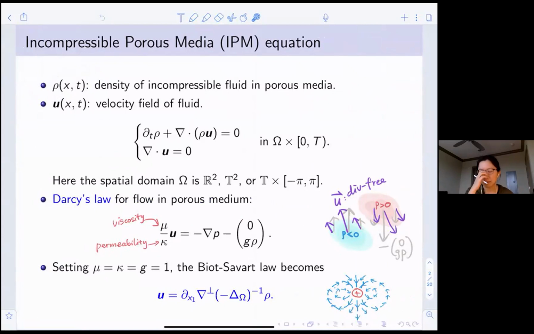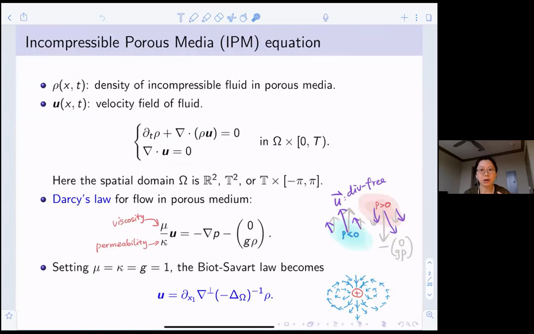This equation describes the evolution of the density. It is not so surprising that it's just the transport equation. The density is transported by the velocity field u, where u is incompressible. And they are living in the spatial domain omega.